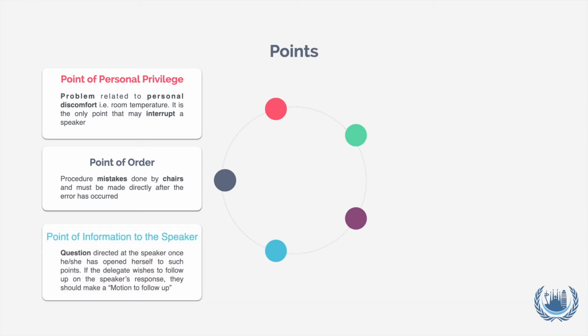Point of information to the speaker. This is a question directed at the speaker once he or she has opened him or herself to such points. There should be no direct dialogue between delegates, so if the delegate wishes to follow up on the speaker's response, they should make a motion to follow up. The chair will then decide whether or not it is in order.